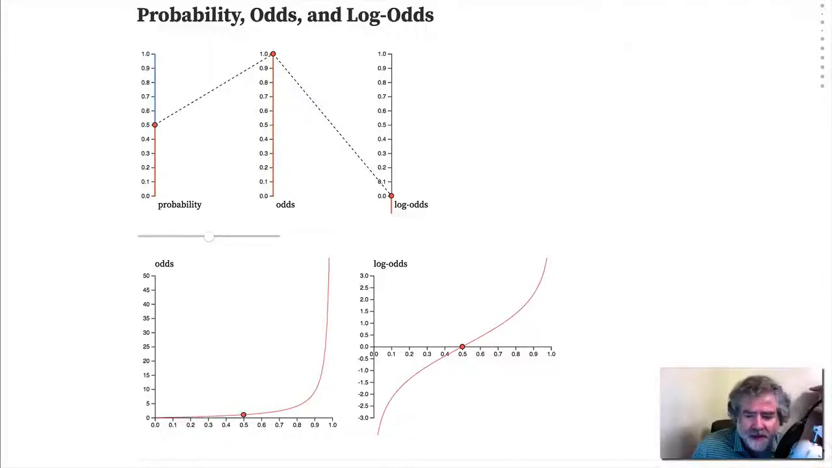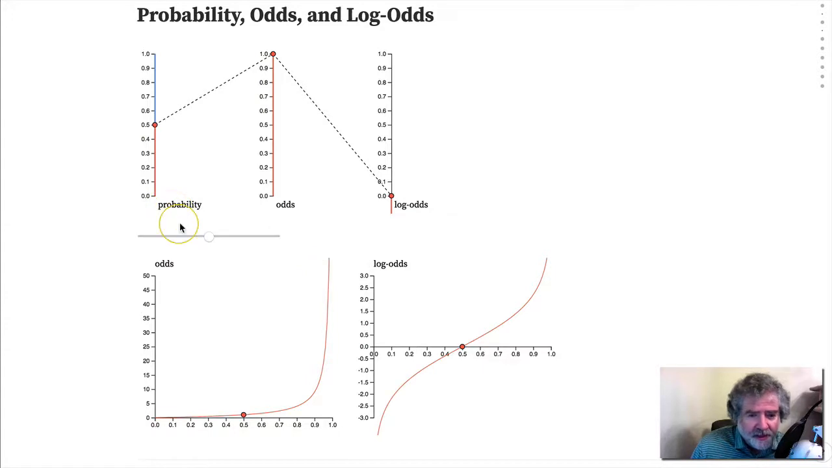Hi everybody. I want to start working my way towards logistic regression, and logistic regression does involve probability. So I want to just talk about that a little bit, but I should also talk about odds and log odds, because all three are important in understanding logistic regression.